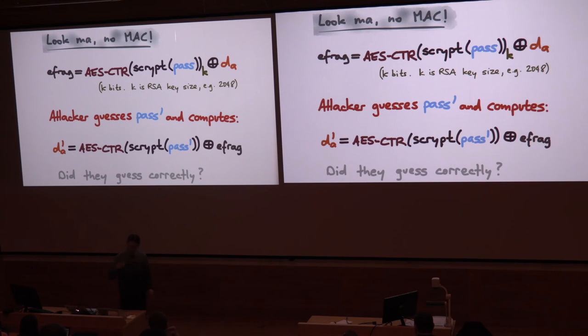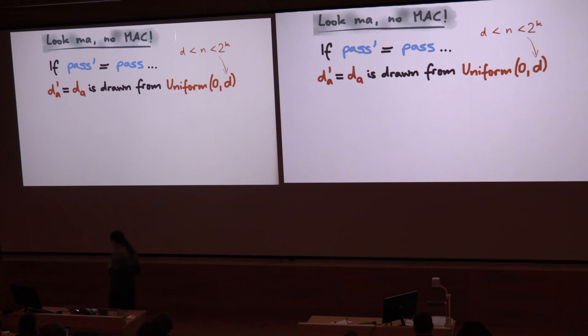But the key thing that an attacker needs to do here is to have some way of telling whether their guess is correct or not. And what we can do now is observe that if the password is correct, the way we constructed this key fragment, DA, is that we drew it from a uniform distribution somewhere between 0 and D.